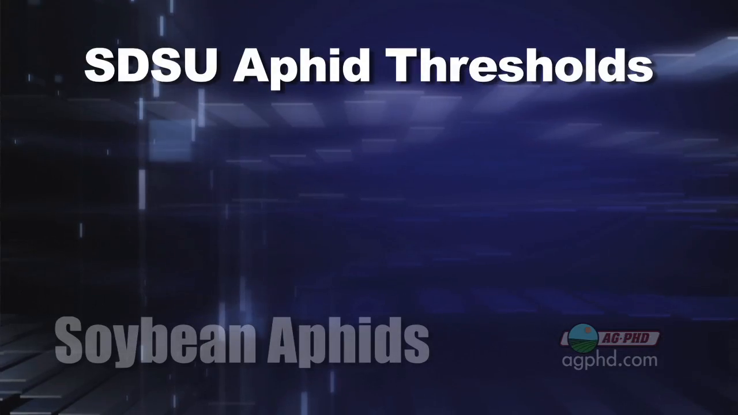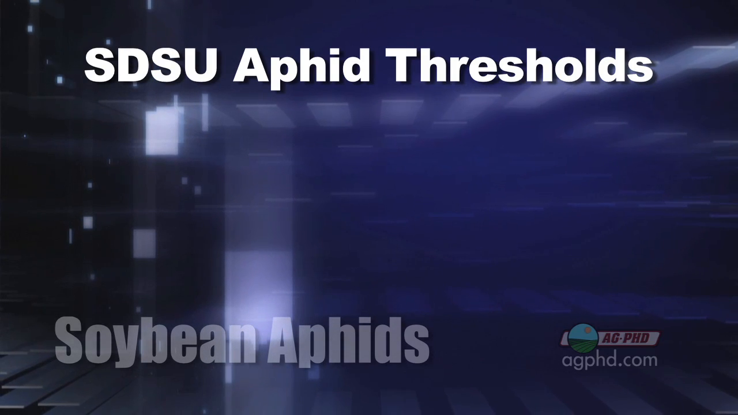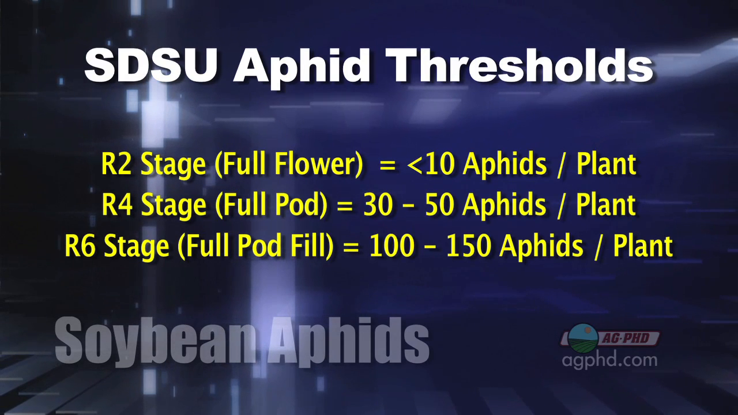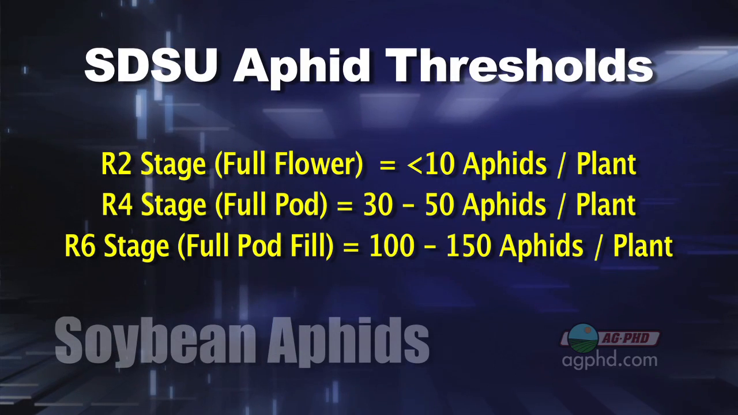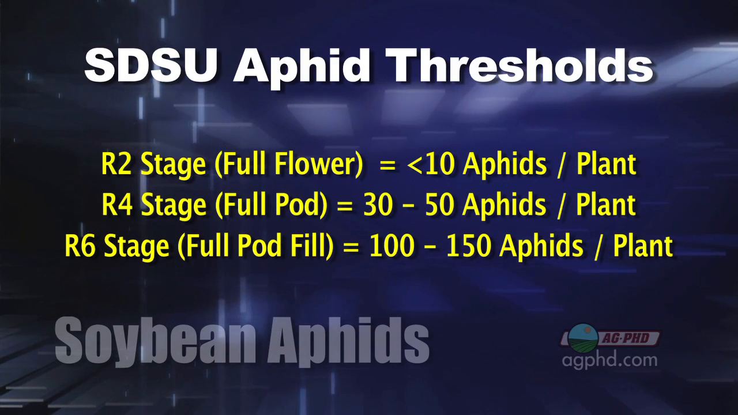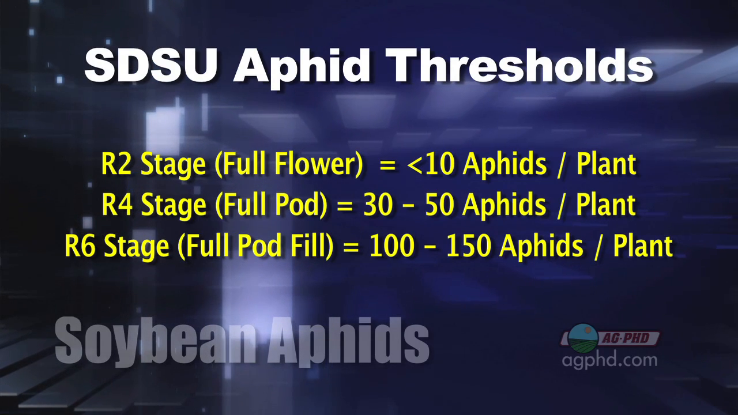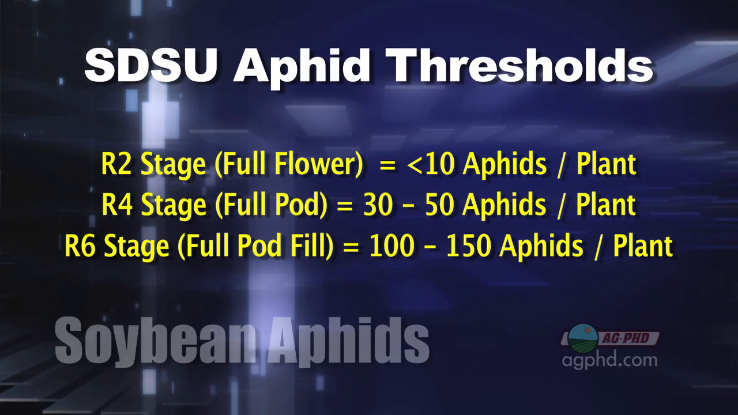Okay, well, here's the thing. When you look at South Dakota State University thresholds, and with the price of beans the way it is today, you're probably looking at the R2 stage, or full flower stage, at somewhere less than 10 aphids per plant. When you get a little later in the season, like R4 or full pod, then you're probably talking 30, 40, 50 aphids per plant. Real late in the season, then you might be up to 100, 150 per plant.